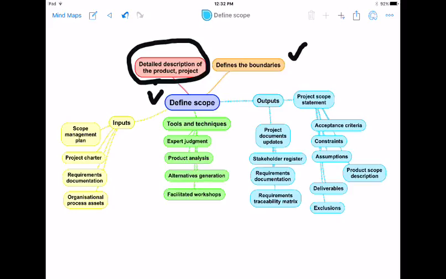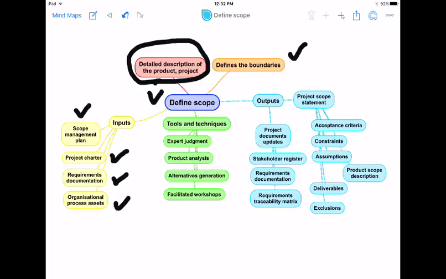The inputs of define scope are the scope management plan, the project charter, the requirements documentation, and the organizational process assets. The requirements documentation is the output of the collect requirements process. The project charter is the output of develop project charter, which comes under the initiation process group. And organizational process assets could be the tools, the templates, the guidelines, all those things.